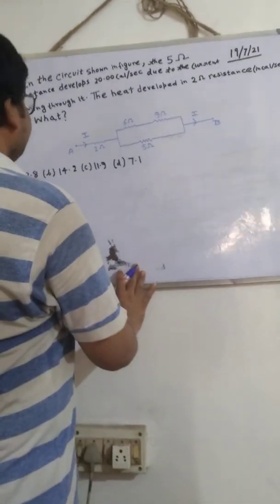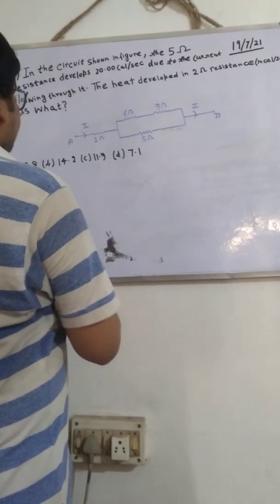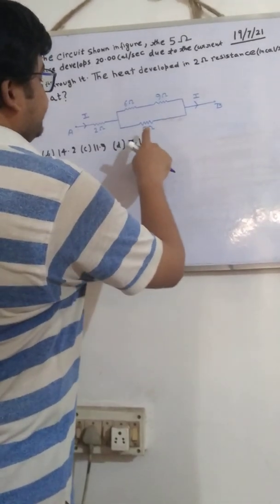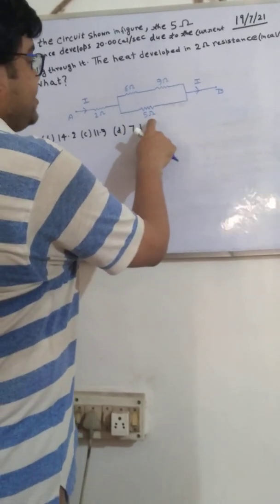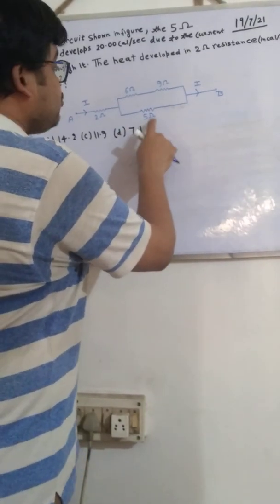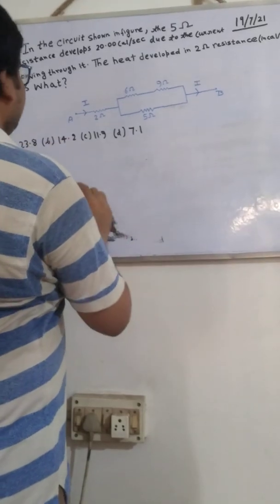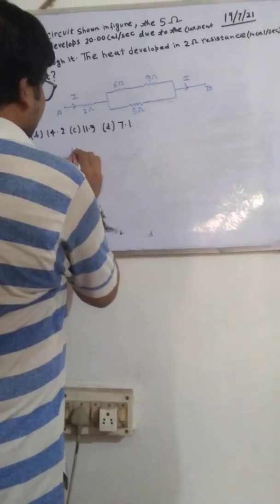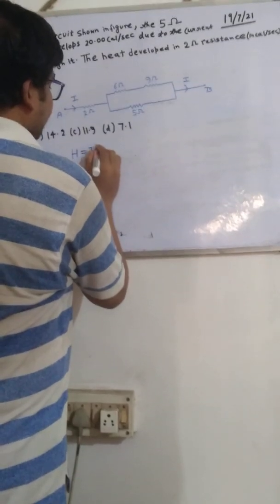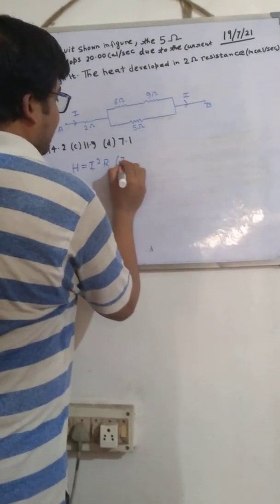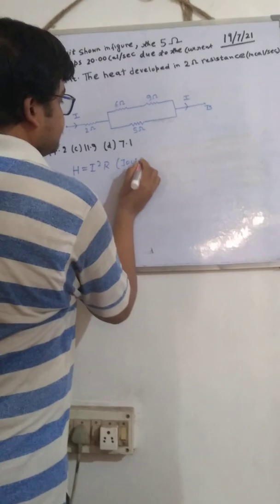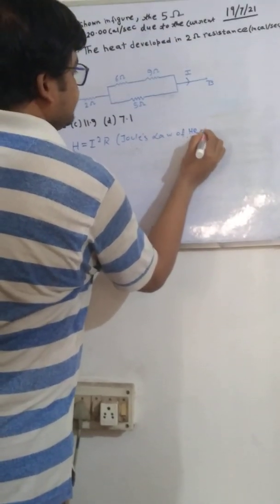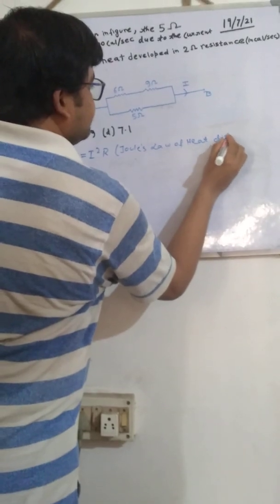Look, our first job is to calculate what is the current that is flowing through this resistor. We know from Joule's law of heat dissipation, H is equals to I square into R.